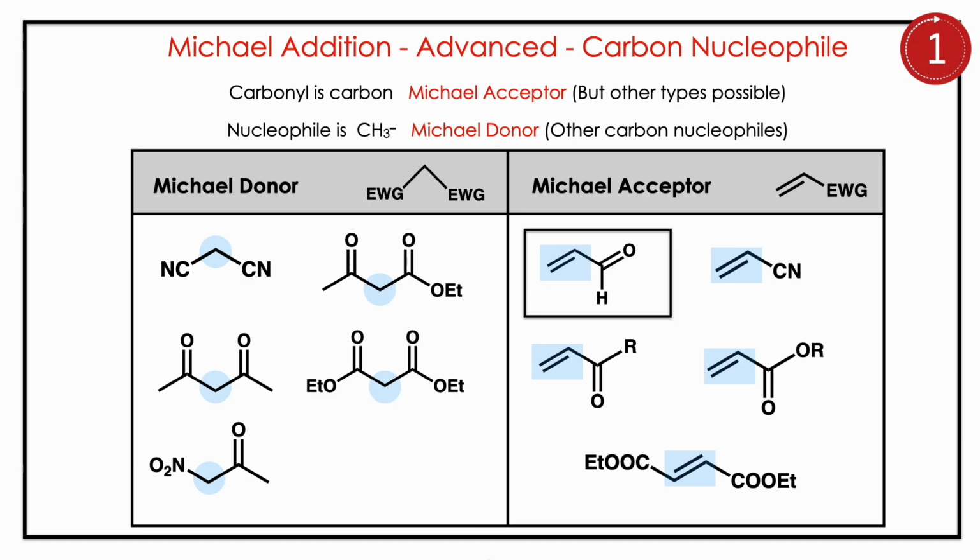So what are all Michael acceptors? This is easy. Alkene with electron withdrawing group. Most of the time you will see carbonyl, aldehyde or ketone. Sometimes it is with cyanide or ester or diester. So you should know the difference between Michael donor and Michael acceptor and common examples.